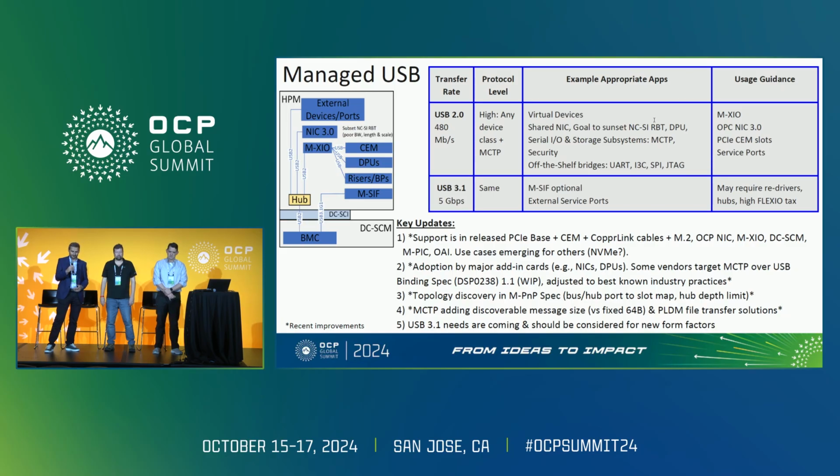It's also coming through the addition to industry standards like PCIe SIG, M.2. It's supported by the DC-SCM, MXIO, OCP-NIC, and so on and so forth. So it's coming clearly. MCTP over USB is being defined. It's currently at 1.0. And there are some inefficiencies in that definition, and we're working on fixing that in 1.1.